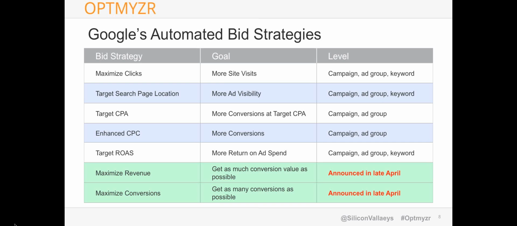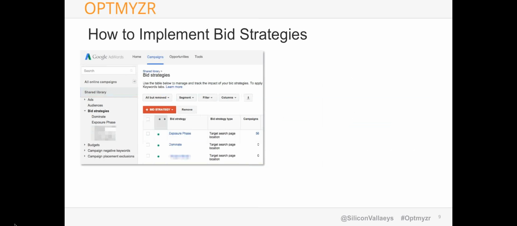You also have enhanced CPC. That's something where you still set the maximum CPC, but Google will automatically move that up or down based on how likely they think it is that click will convert. And then they've announced some things in April. I still haven't seen these, but it's to maximize revenue and maximize conversions. So there's still development in this space, which is really exciting and I think is going to be quite useful to us. Now, the way that you set up these bid strategies is very simple.